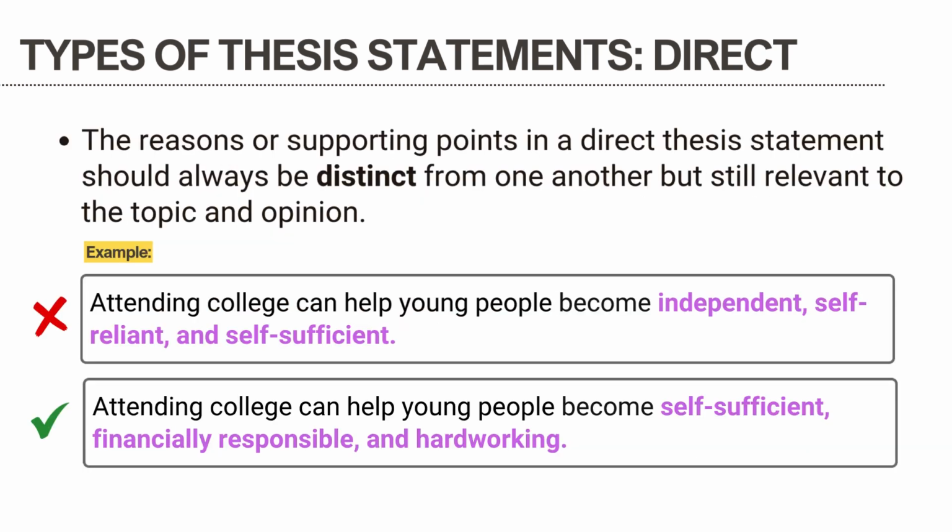With the direct thesis statement, what you should be careful of is that your supporting points should always be distinct from one another, right? So they should be different. So, for example, attending college can help young people become independent, self reliant, and self sufficient. These three supporting reasons are all the same thing. Being independent means you're self reliant and you're self sufficient. So, these supporting reasons are too similar to one another. So, instead, we should change the supporting reasons so that they're distinct. So, attending college can help young people become self sufficient, financially responsible, and hardworking. So, now we have reasons that are more different.